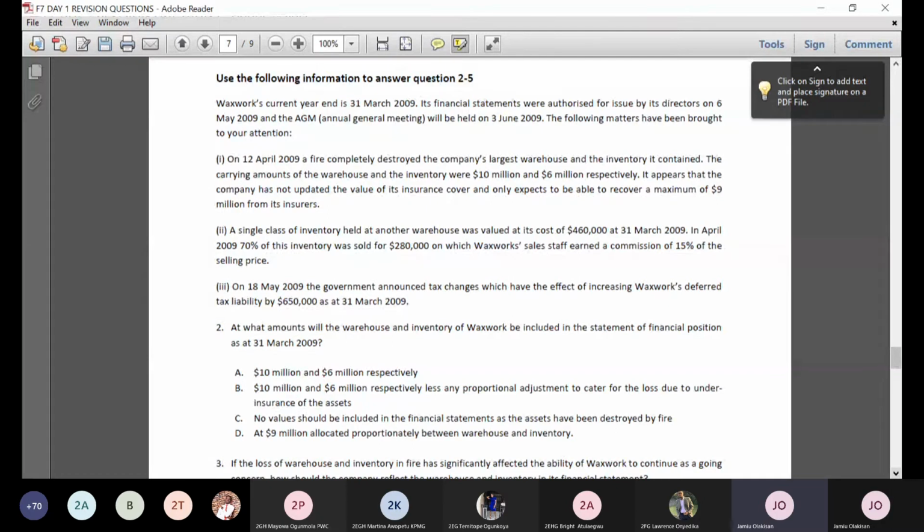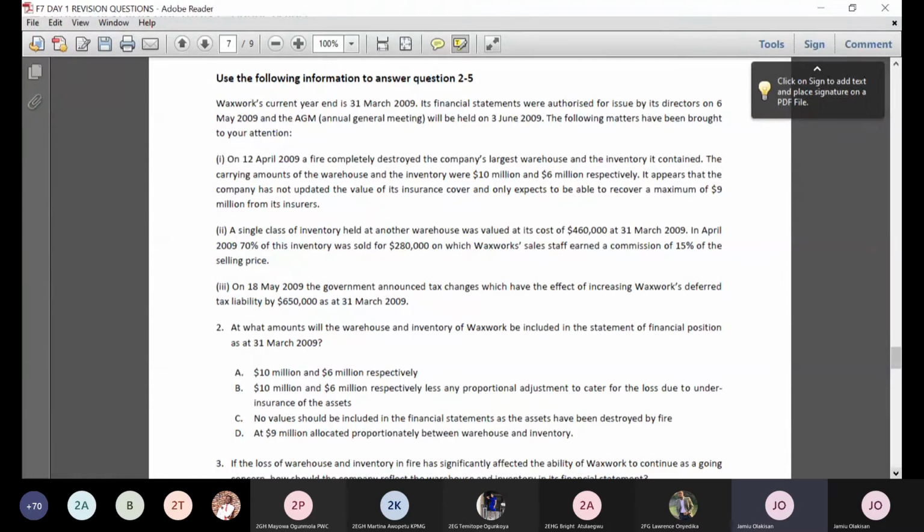Fumi says C, because C says no value should be included in the financial statement as the assets have been destroyed by fire. Oh, Fumi, when I was giving the example of non-adjusting events, I said when the fire affects your assets, and you have the evidence that the fire started after the end of the year, it's a non-adjusting event. You know, I mentioned that today. I gave you that example.